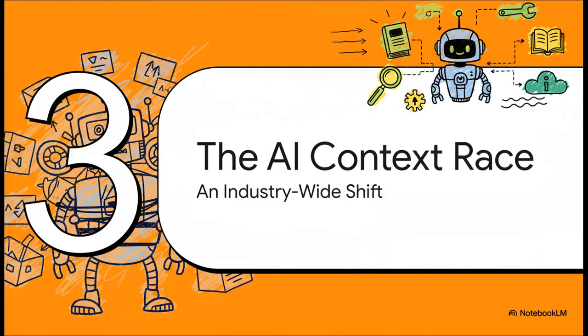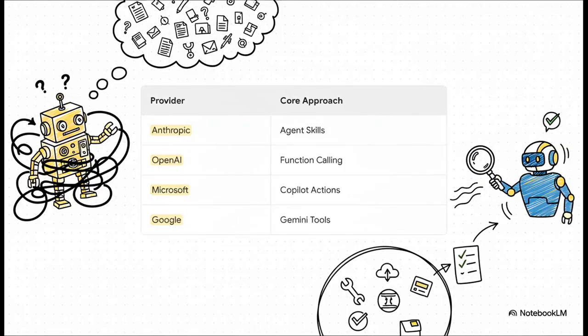Now, you should know this isn't just one company's idea. What we're actually seeing is an industry-wide race. This whole shift towards smarter context management, it's happening everywhere. All the big players are tackling this exact same problem. Anthropic calls it agent skills. OpenAI calls it function calling. Microsoft Copilot Actions, Google, Gemini tools. They've all got different names for sure, but they all share the same goal: making AI assistants way more capable by being way smarter about how they access tools and information.